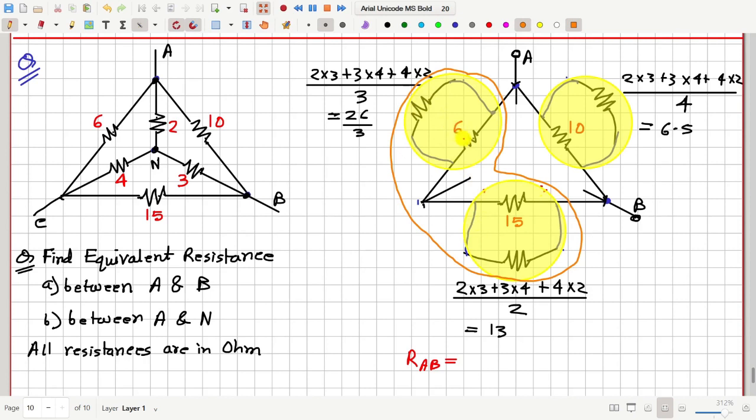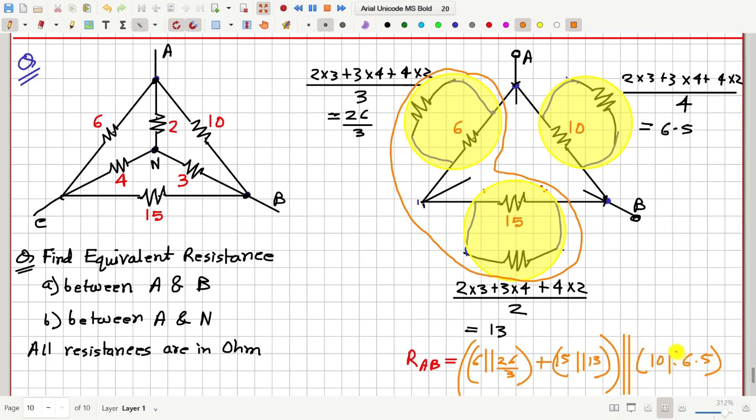So how much is this? This is 6 parallel 26 by 3. Then this is 15 parallel 13, and they are in series, so add them. Then the whole is in parallel with 10 parallel 6.5.